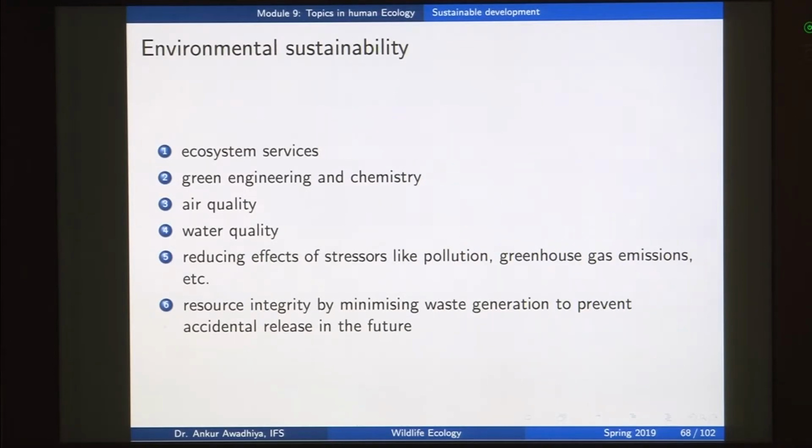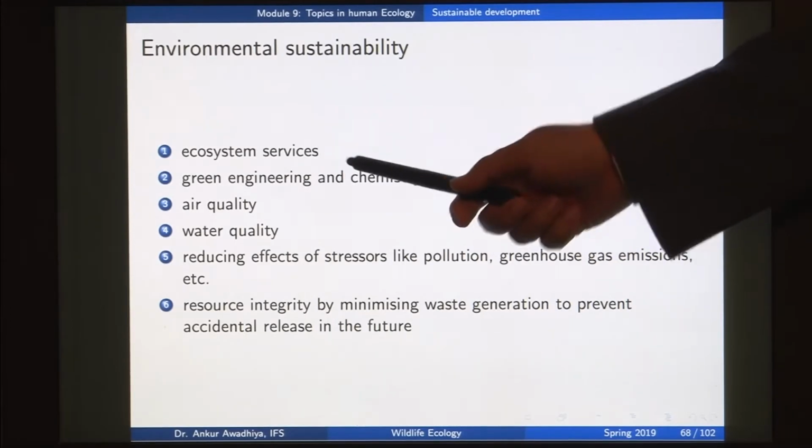So, there are certain predators that eat up the insects that cause diseases. So, we need to have an ample number of frogs in our system. That is also an ecosystem service that is being provided. So, in the case of environmental services, we talk about ecosystem services.